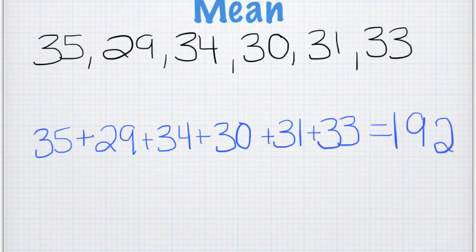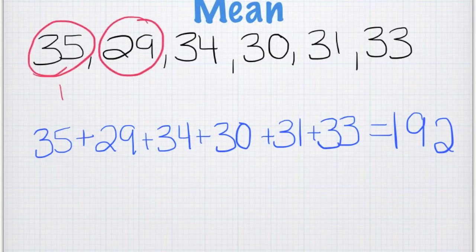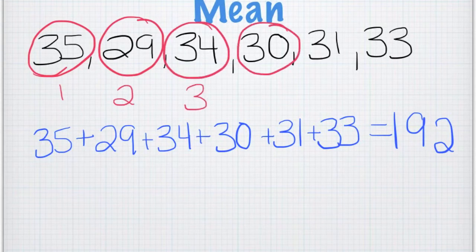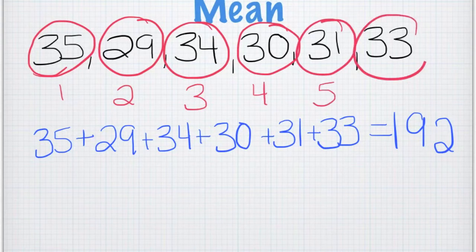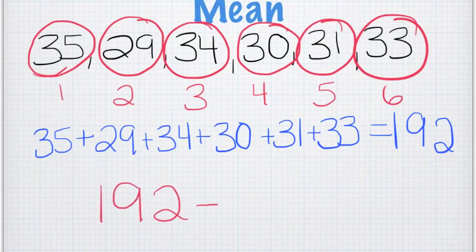And then because there are 6 terms, so we have 1 term, 2 terms, 3, 4, 5, 6, we're going to divide 192 by 6 to get our mean, and that is 32.